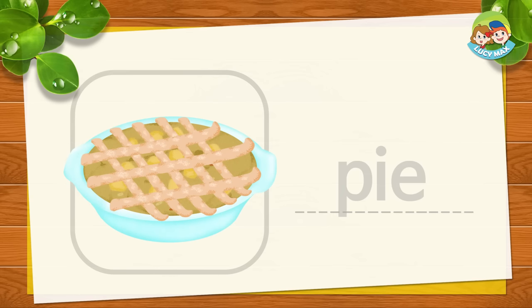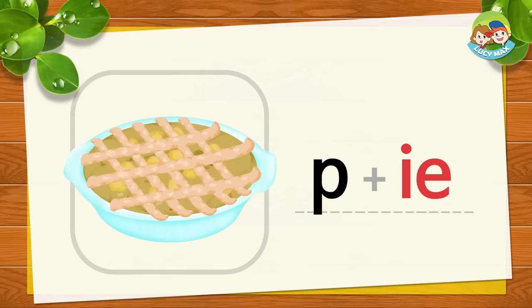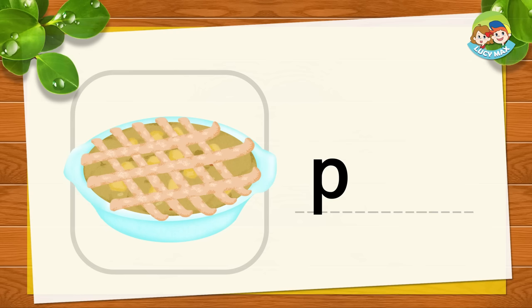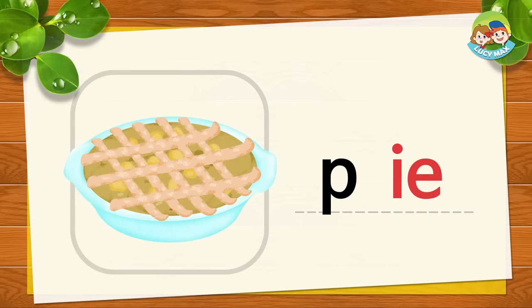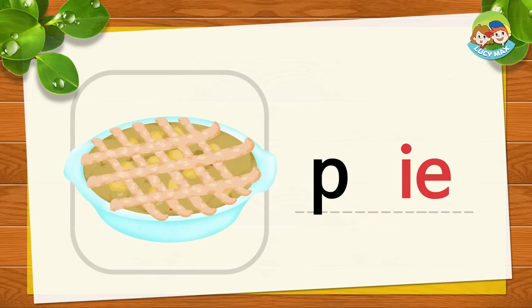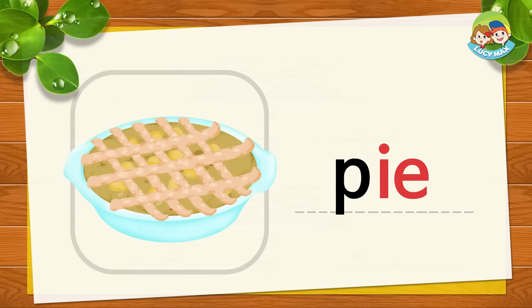This is pie. P and I together is pie. Say it with me. P, I, pie. Now you try. What kind of pie do you like?